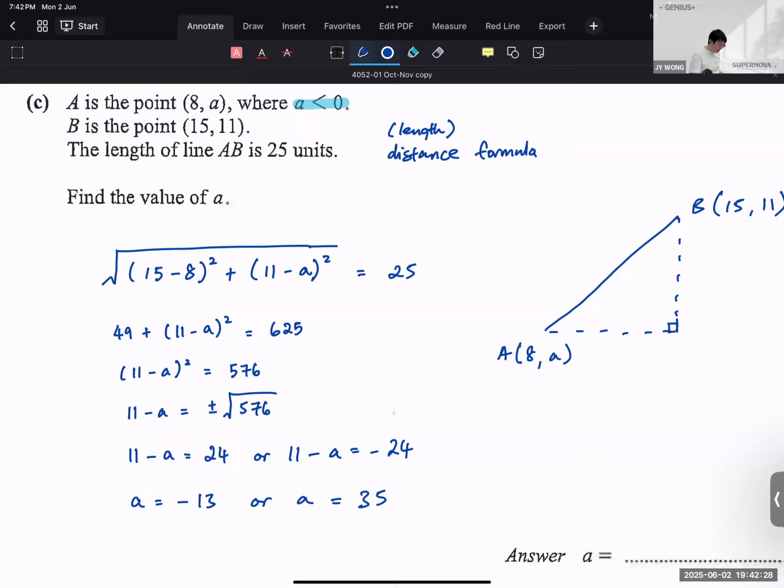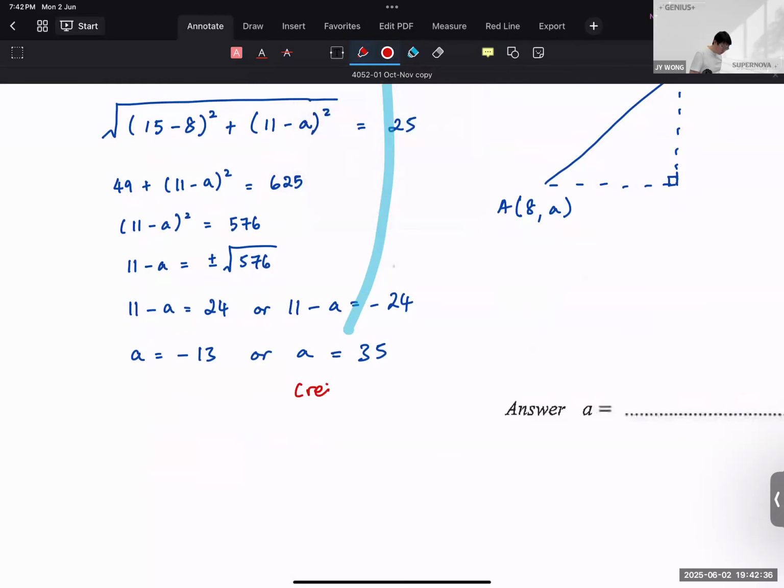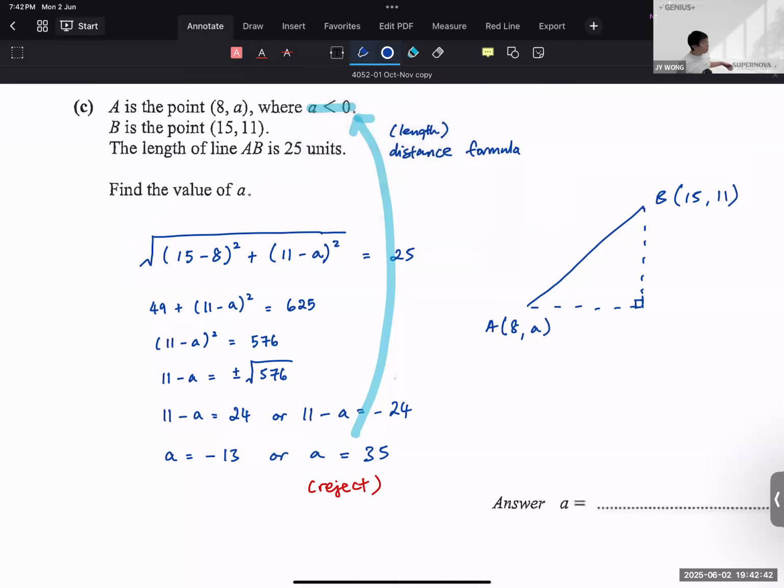A is why? Okay, so reject because a must be less than 0. So it's very easy. We always hurry to reject the negative value, right? But no, in this case, we want to keep the negative value because a must be less than 0.